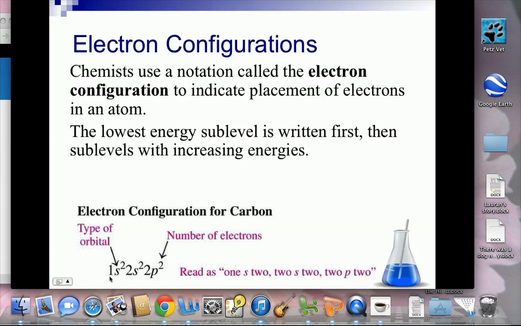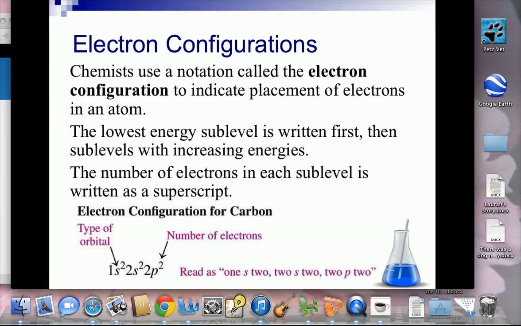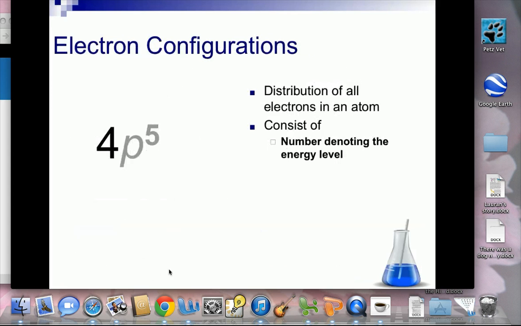We always start with energy level 1, and then we fill in the s orbital, and we will place a total of 2 electrons in the s orbital. The number of electrons in each sublevel is written as a superscript. So here we have 2 electrons, second energy level, s orbital, 2 electrons. Second energy level, p orbital, 2 electrons. We still have room to add additional electrons, however, carbon does only have 6.